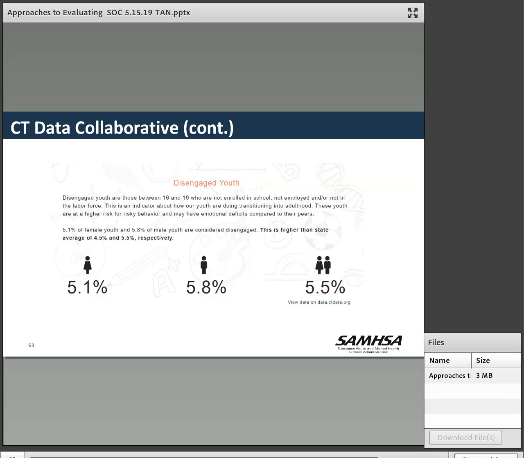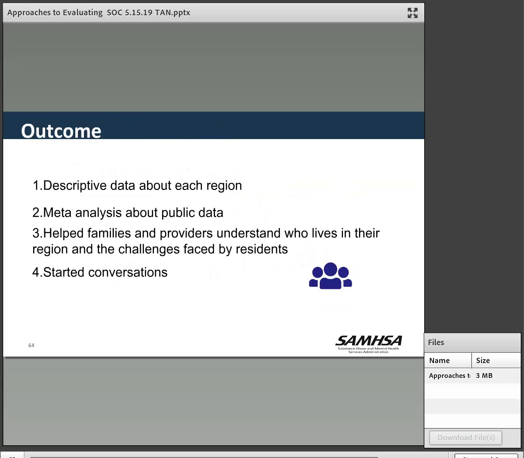As an example, the data stories looked at disengaged youth, those young people aged 16 to 19 who are not in school or employed or in the labor force in any way. This was an indicator of how youth are transitioning into adulthood. And if the rate is high, it indicates the need for additional supports to help these young folks engage. This is the data for one region that shows 5.1% of females and 5.8% of males are disengaged, and the state average is 5.5 for both males and females.